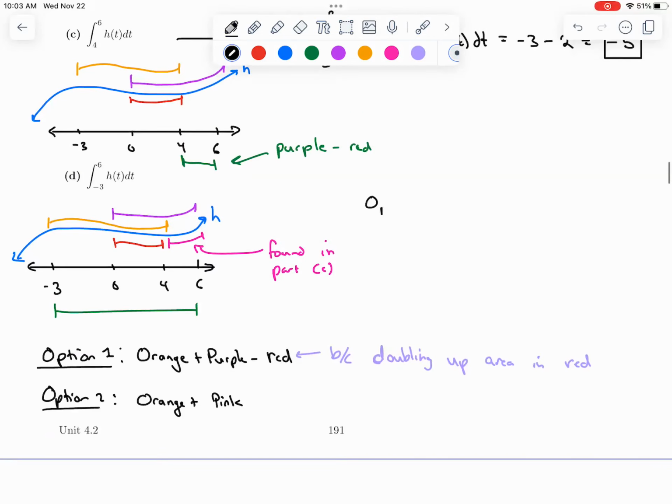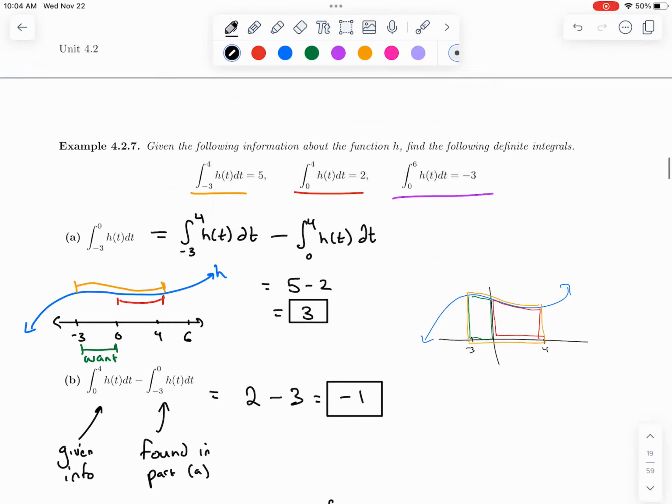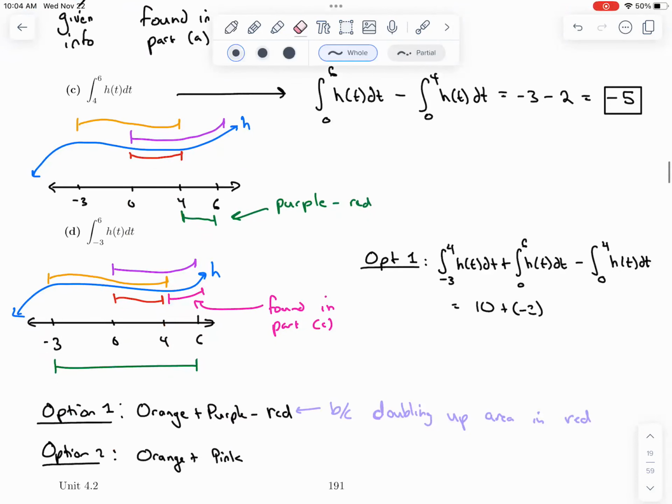If you do option 1, you get the integral from -3 to 4 of h of t dt, plus the integral from 0 to 6 of h of t dt, minus the integral from 0 to 4 of h of t dt. That'll be 10 plus -2... wait, 0 to 6. It's -3. And then minus 0 to 4, 2, which gives you 5.